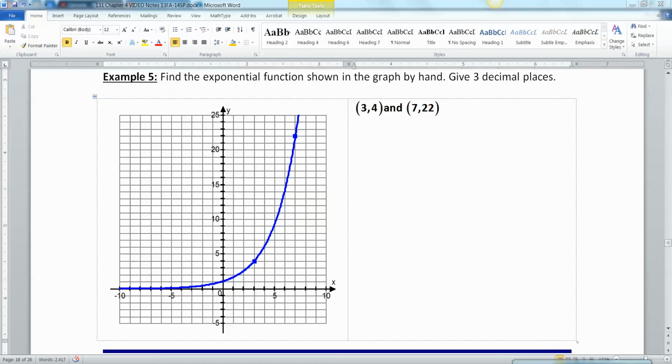Okay, so we have this one problem left in this section. And remember, I said we had these 2 points. This one's 3, 4, and the other one's 7, 22. And then after that, it's the same process we were just doing on the problem above. So let's just remind ourselves. You start with the larger x on top.